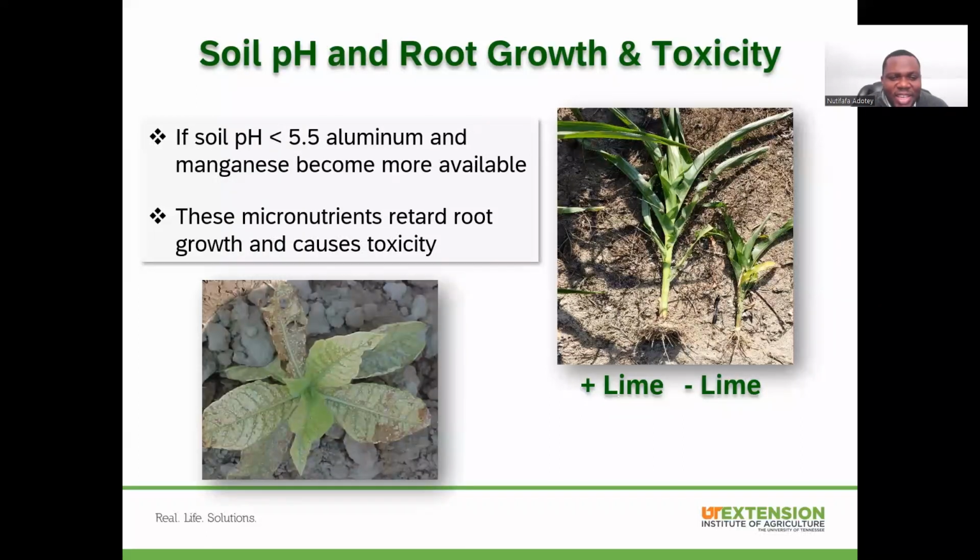The picture you see here is a tobacco plant that is showing manganese toxicity because the pH of that soil is low and there's a lot of manganese available. The plant is taking up that manganese and it's beginning to affect the plant health.